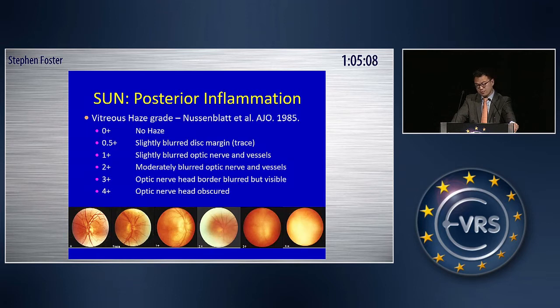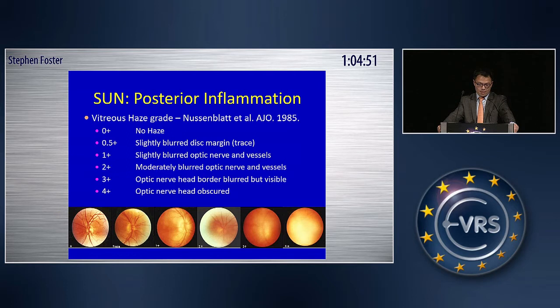Now, the posterior is different. In the posterior, the cells are not as useful because a lot of them are trapped in the vitreous, and so the haze is a much more important gauge. Now, the SUN nomenclature is based on what Dr.